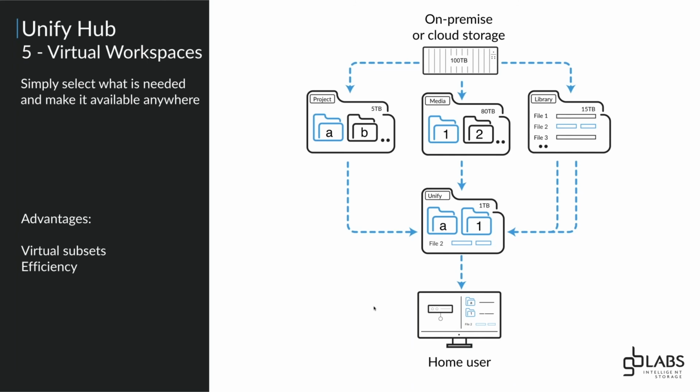So the virtual workspaces allow for the picking of files and folders from various different locations within a storage endpoint, whether that's on-premise or one that is in the cloud, and effectively put together a virtual workspace which has links to all of the files that you require and none of the files that you don't require. So in the example here, we could have consolidated down into a virtual workspace of 1 terabyte, which would make it far easier for one of our home users to interface with our 100 terabyte storage.